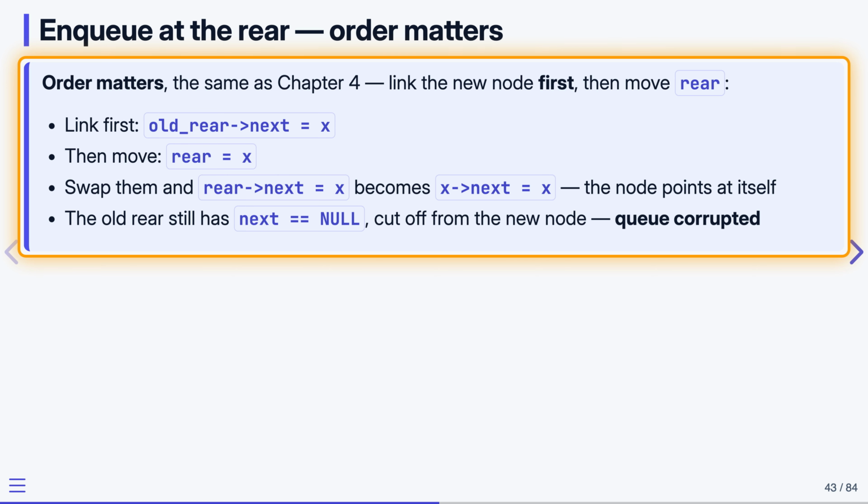The order matters and swapping it is not harmless. Link the new node first, with old rear->next = X, then move rear with rear = X. If you move rear first, then the next line rear->next = X actually sets X->next to X, the node points at itself. And the old rear still has next equal to null, so it is cut off from the new node. The queue is broken. So always link first, then move the pointer.